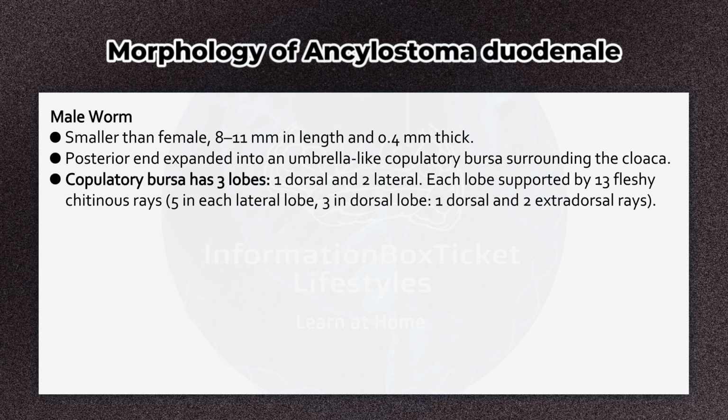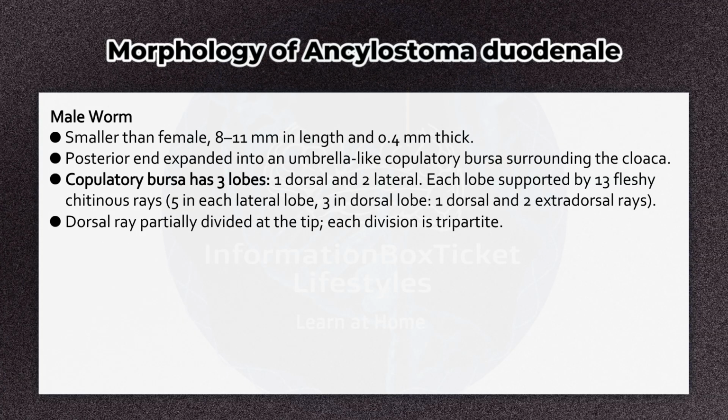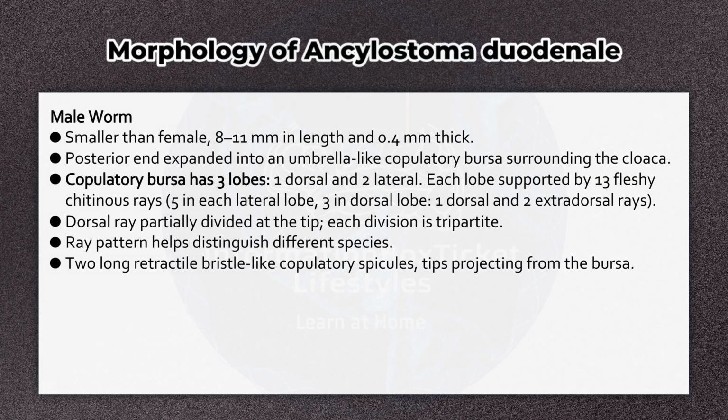Copulatory bursa has 3 lobes, 1 dorsal and 2 lateral. Each lobe supported by 13 fleshy chitinous rays: 5 in each lateral lobe, 3 in dorsal lobe, 1 dorsal and 2 extra dorsal rays. Dorsal ray partially divided at the tip. Each division is tripartite. Ray pattern helps distinguish different species. 2 long, retractile, bristle-like copulatory spicules, tips projecting from the bursa.